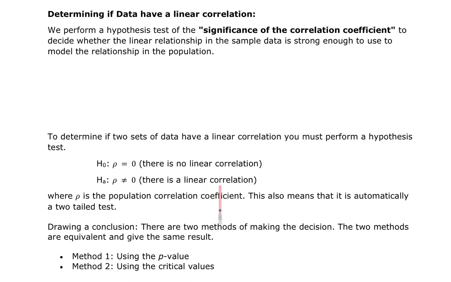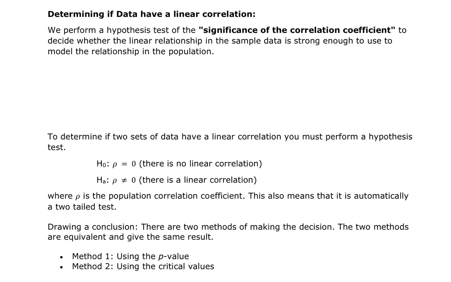Now, I just want to caution you, this linear relationship or linear correlation does not mean causality. X does not cause Y. It just means that there's a relationship between the two. Rho is a population parameter, it is the variable that we use for the population. And we are automatically a two-tail test.